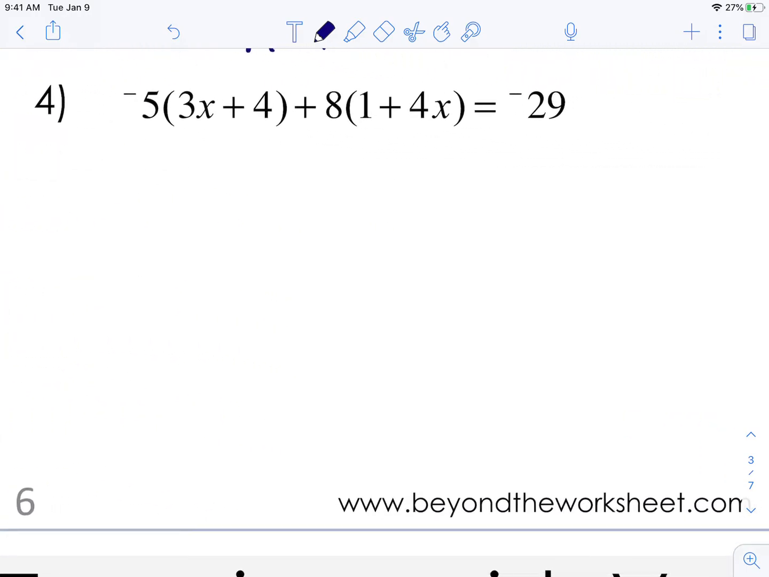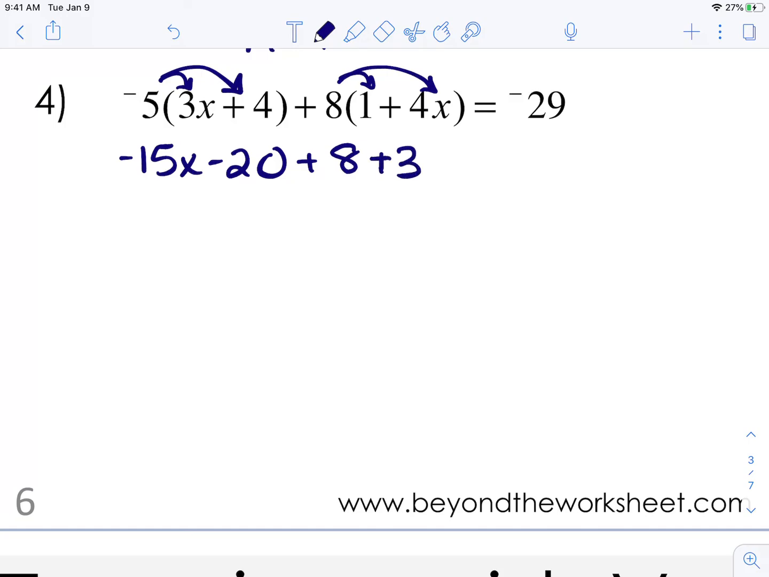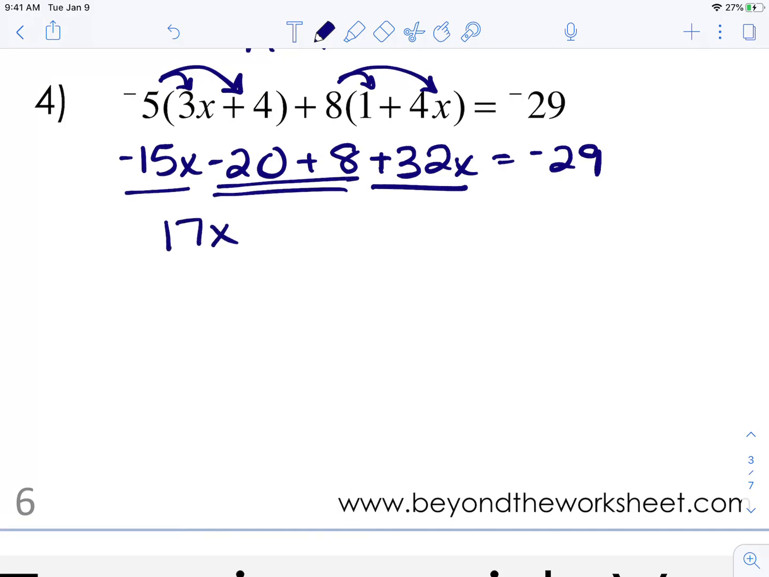All right, over here, same thing. We're going to distribute first the negative 5. So we end up with negative 15x minus 20. And then we're going to distribute the 8. We end up with 8 and plus 32x, and all of this equals negative 29. We'll combine like terms. I have negative 15 plus 32x, and that gives me 17x. And then I have negative 20 minus 8, which will give me negative 12.